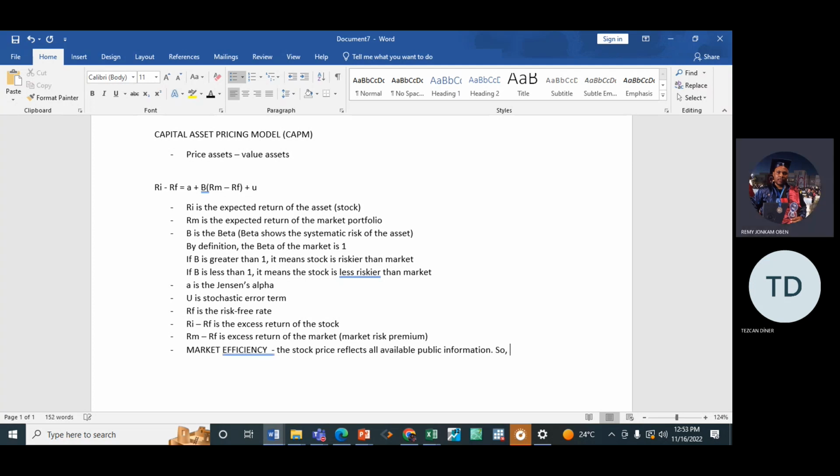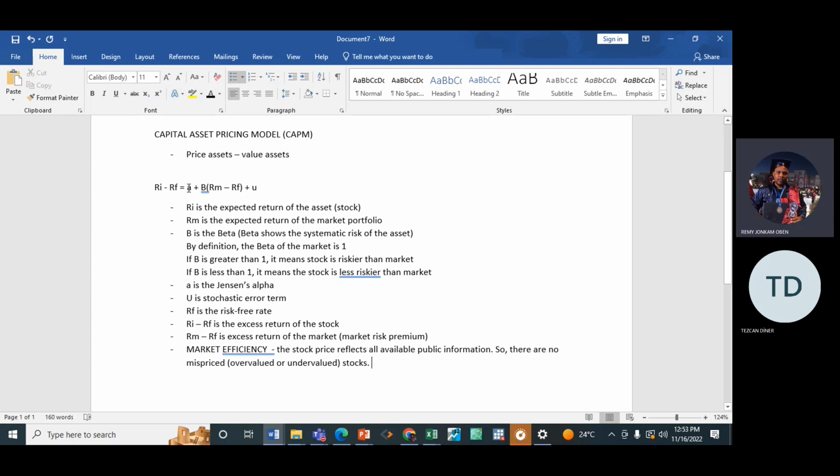So there are no mispriced stocks. Mispriced stocks means overvalued or undervalued. We don't have any overvalued or undervalued stocks. So there are no mispriced stocks. All the stocks are fairly priced.